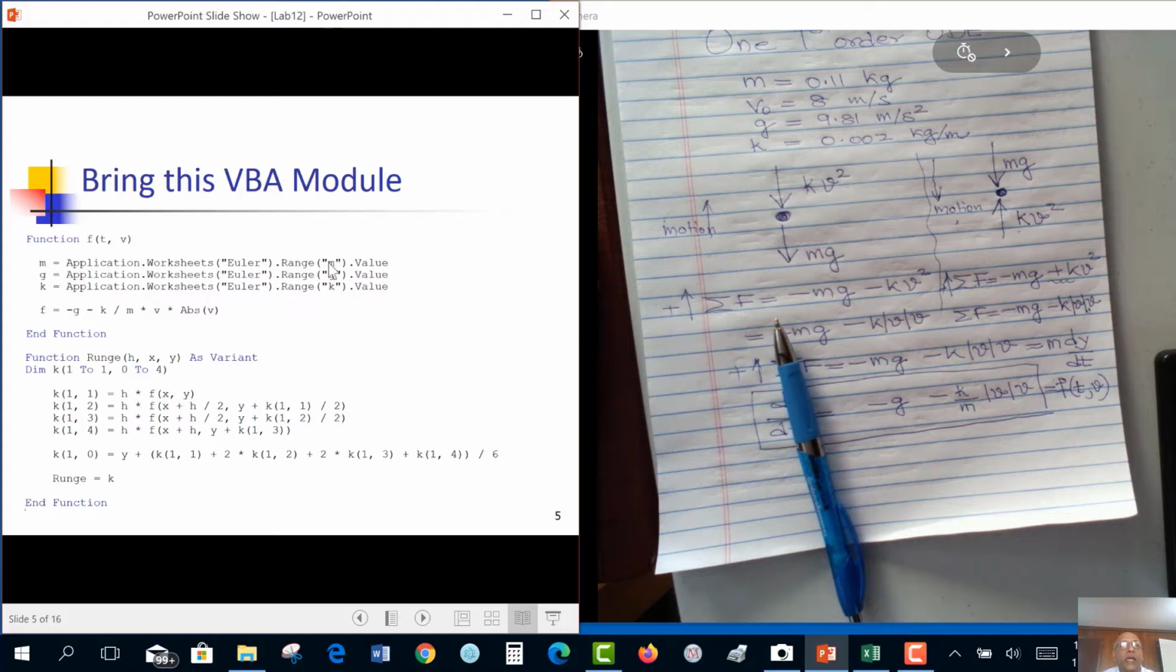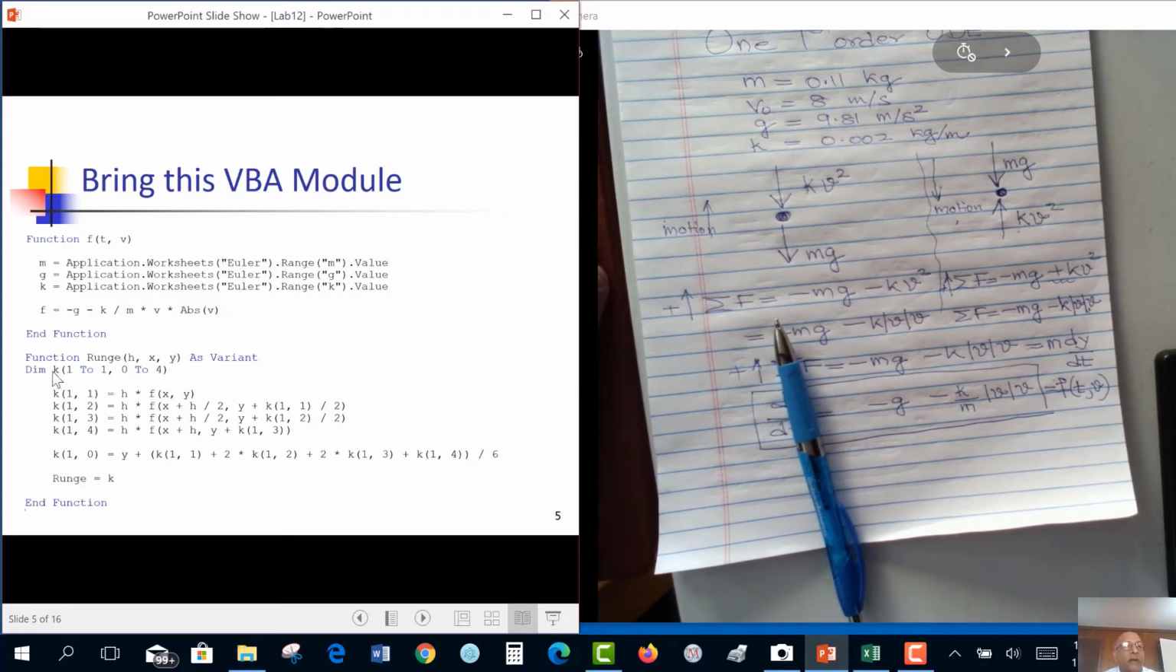And these would be our cell names, M, G, K. And then this is our first order differential equation. Then we have our Runge-Kutta method. For the Runge-Kutta method, again, we are going to provide it H, the time step, X and Y. Notice X corresponds to time, Y corresponds to velocity in this case, but we keep this generic. So this would be for any problem solving.